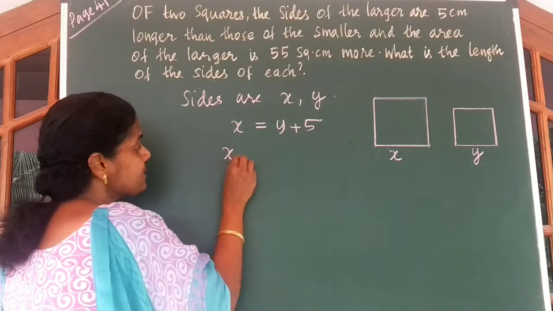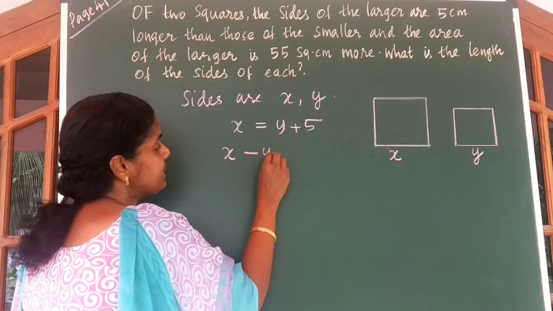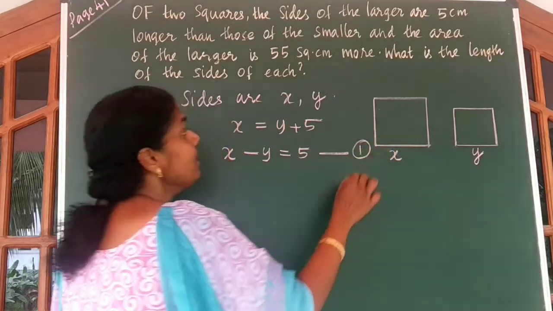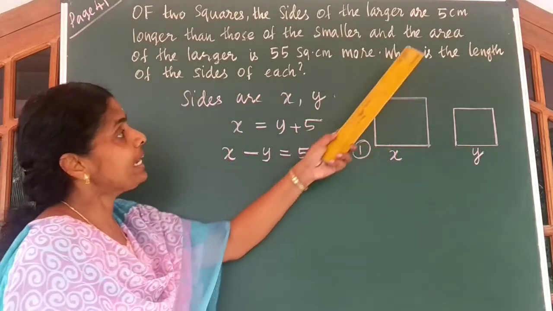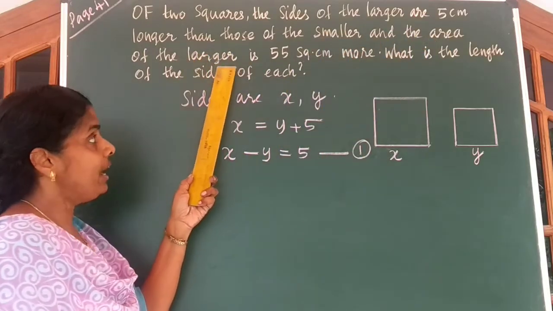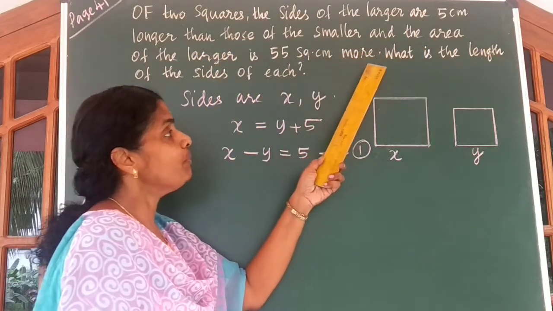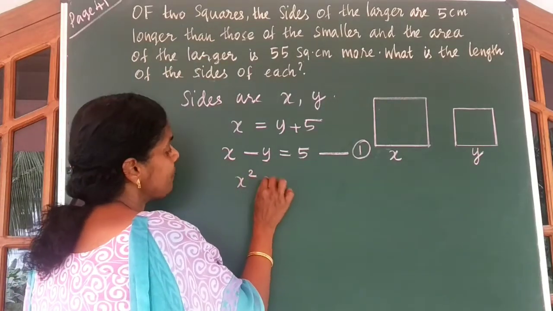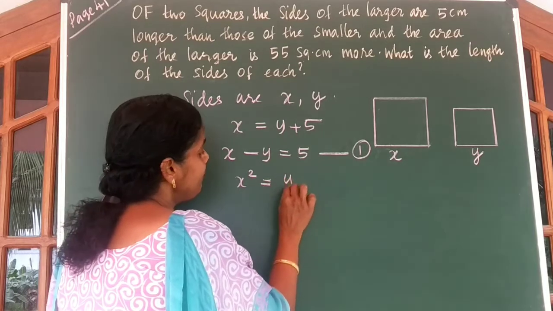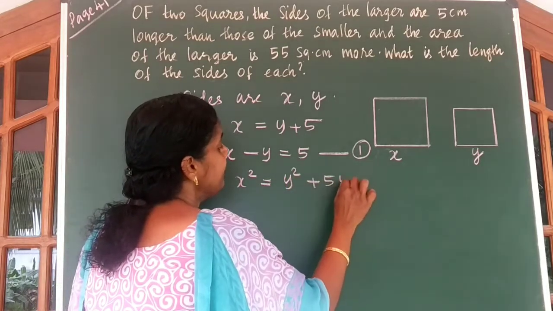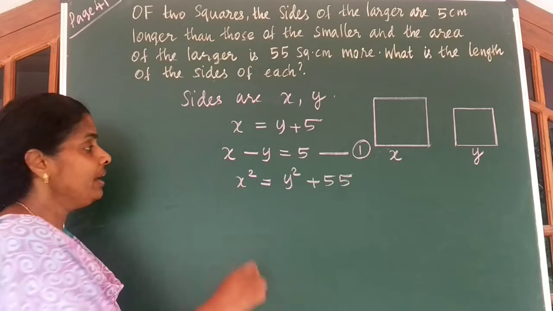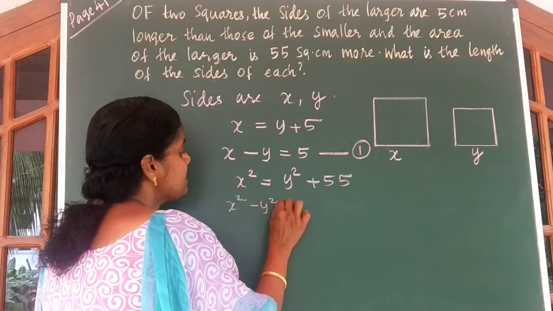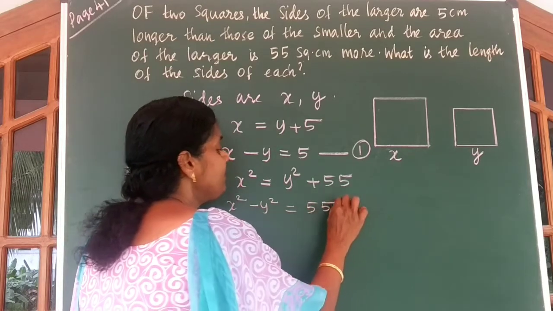Otherwise, take y to this side, so you get x minus y is equal to 5. Let us name this as our first equation. Use the second condition. Area of the larger is 55 more than the smaller. That is, area of the larger square is equal to 55 more than the area of the smaller square. So from this we get the equation x square minus y square is equal to 55.